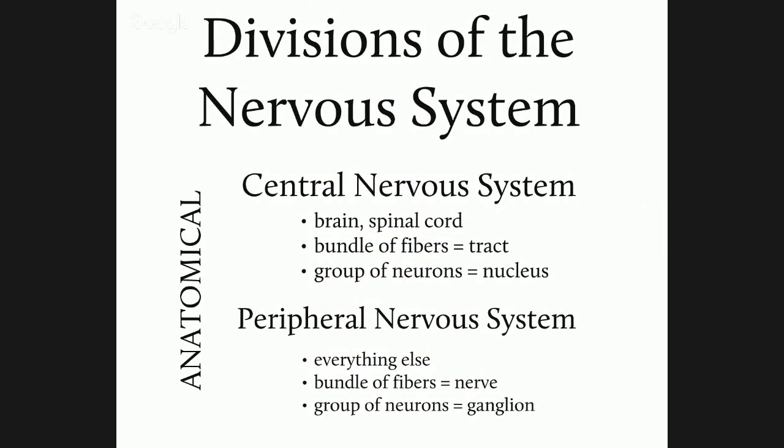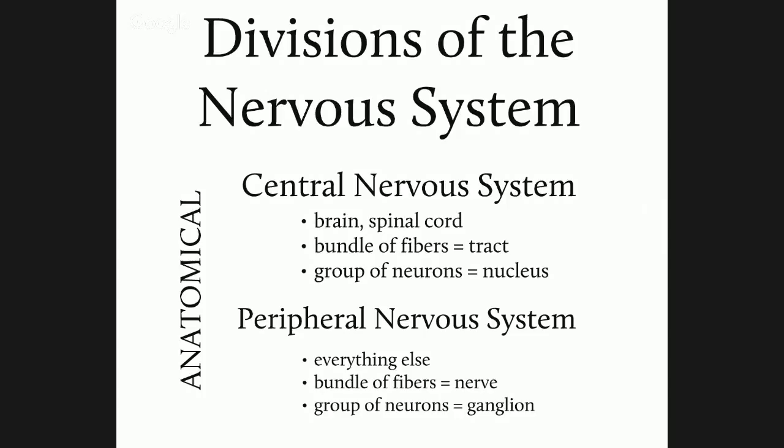Now, continuing with the anatomical definition, when we're talking about the structures of the nervous system or nervous tissue, we can usually think of them as divided into two major groups. There are bundles of fibers, the axons from neurons, that travel from one place to another. And then the groups of the neurons, the cell bodies themselves. When we're looking at the central nervous system, we call a bundle of fibers a tract, and we call a group of neurons a nucleus.